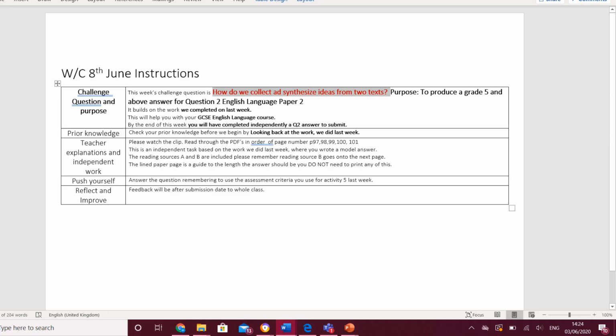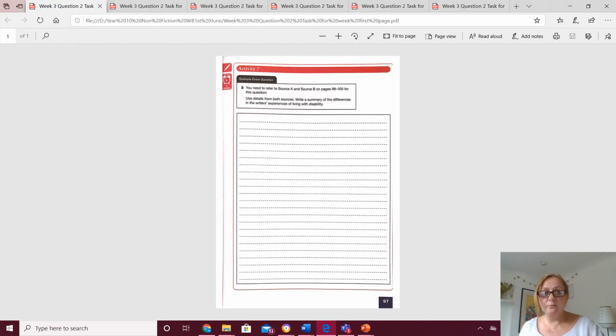So this week you may see that you have an instructions grid like this as well as the other information. This is just really a summary by all your teachers for what you're doing this week and why you're doing it, so you understand the bigger scheme of things. All the PDFs that we've uploaded are very clearly labelled this week, so you should be able to go through from page 97 to 101.